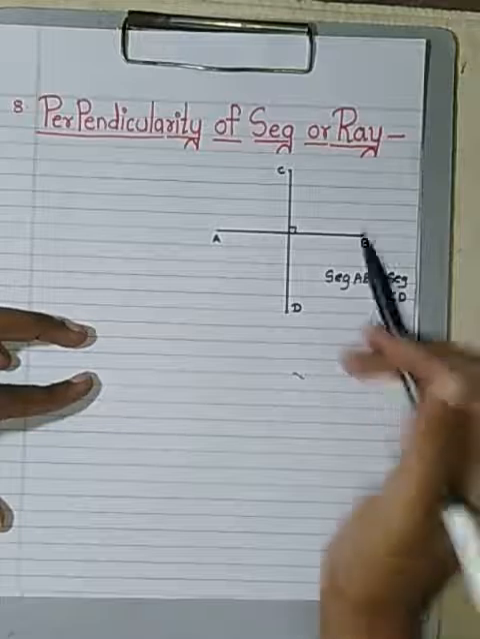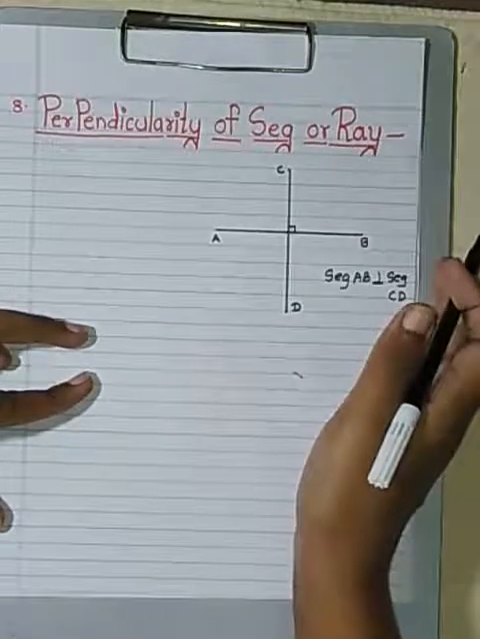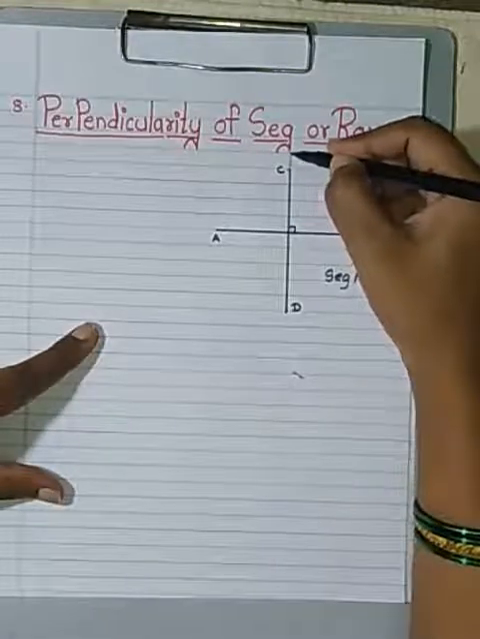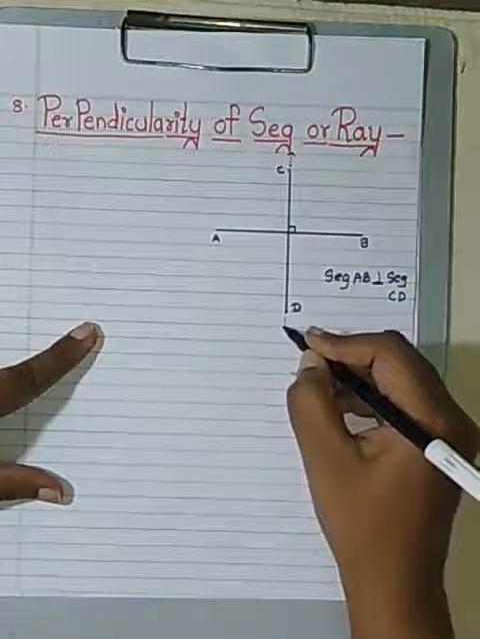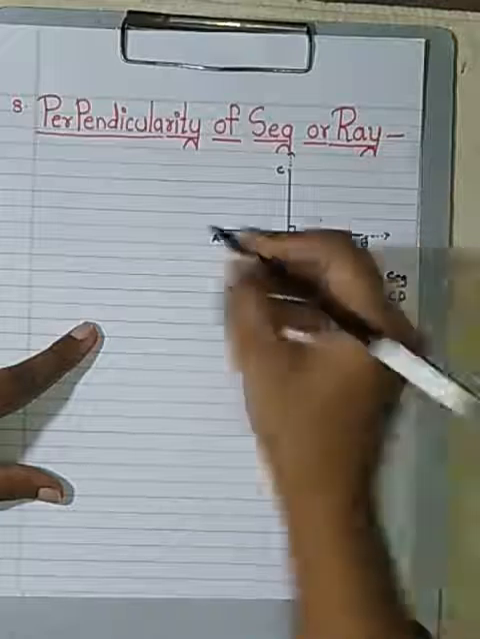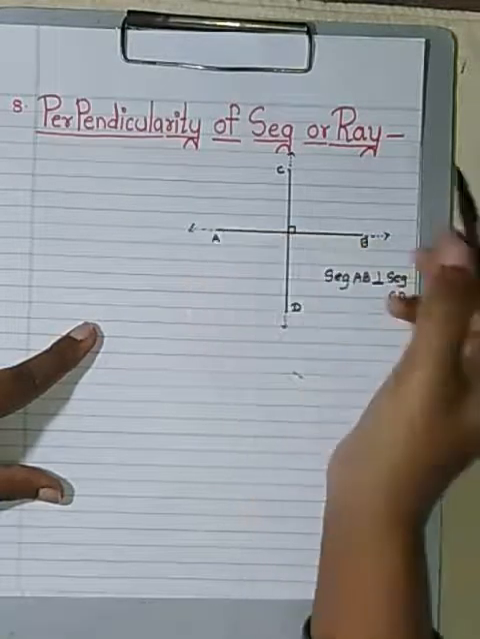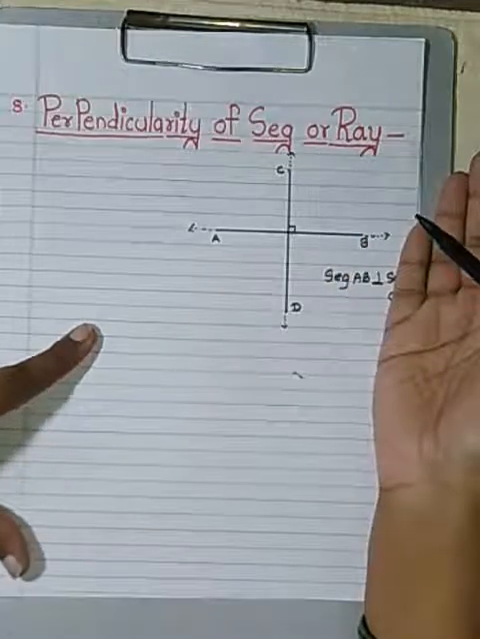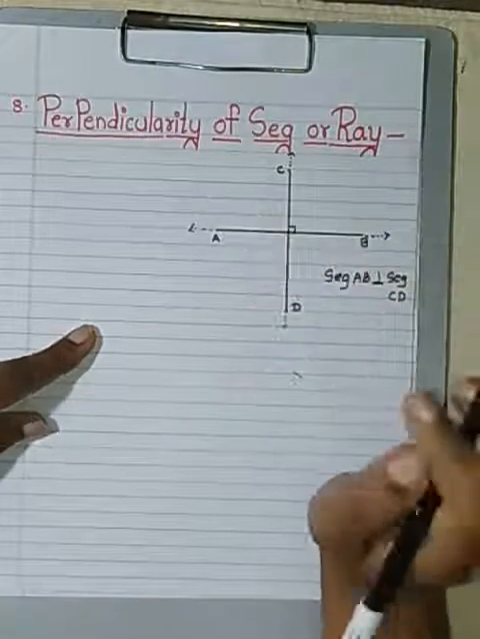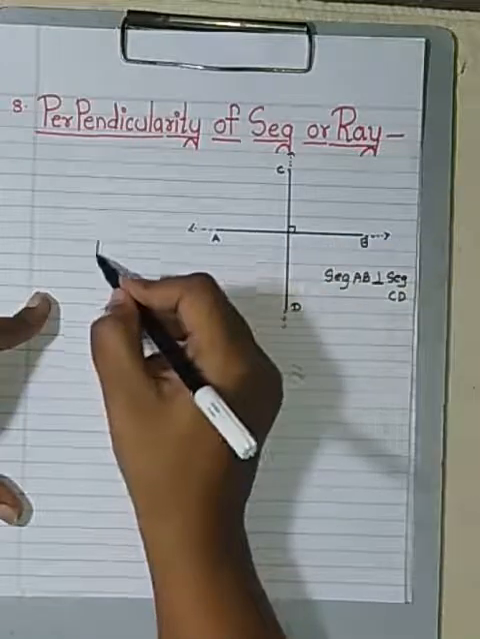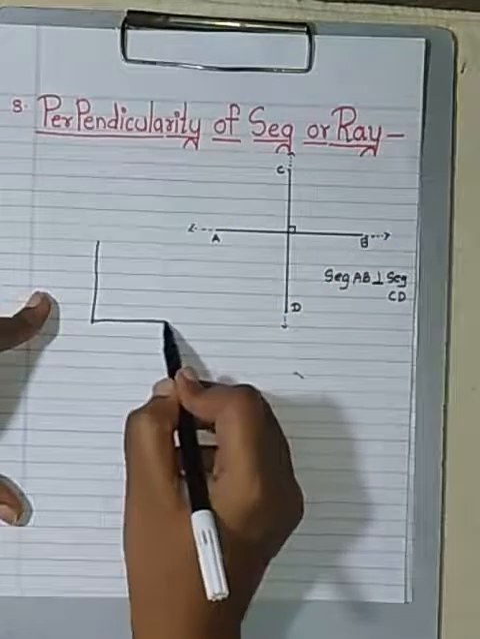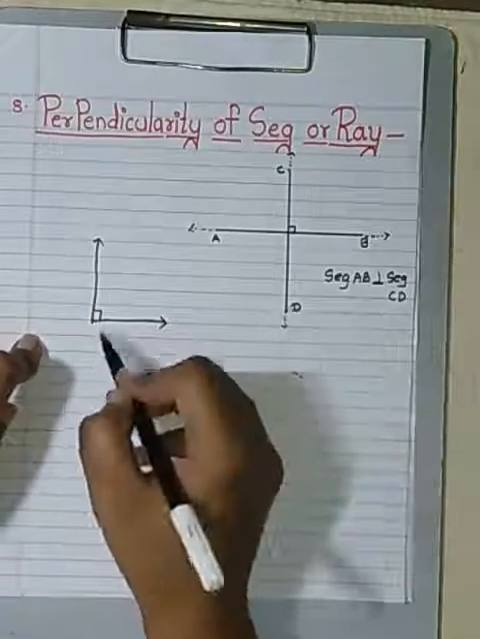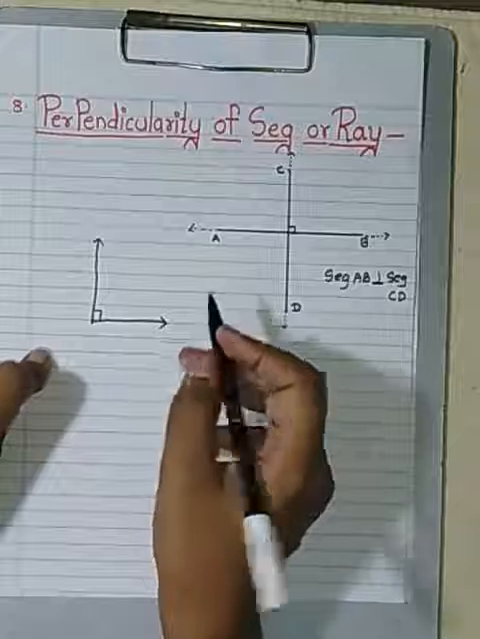Okay children, not only line segments are perpendicular to each other, two rays can also be perpendicular to each other. Suppose I extend this. One ray and one line segment can also be perpendicular to each other. Now see, whenever you draw a right angle, you see two rays, and they are perpendicular to each other.